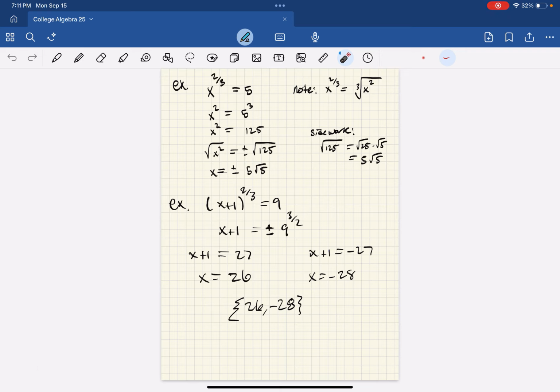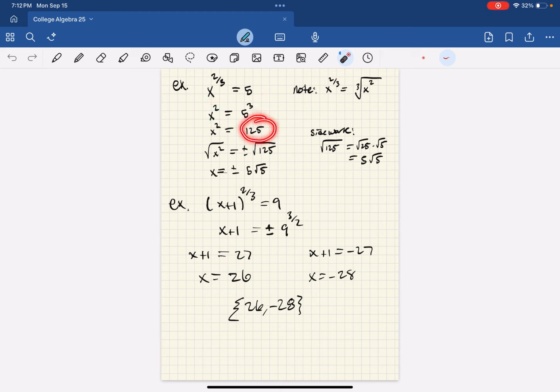Then we've got some rational exponents. So just recall how to convert from exponent notation to radical notation. Might help using one or the other depending on just your personal preference. So if I had x to the 2/3 equals 5 and I cube both sides, then I would get x squared equals 5 cubed.